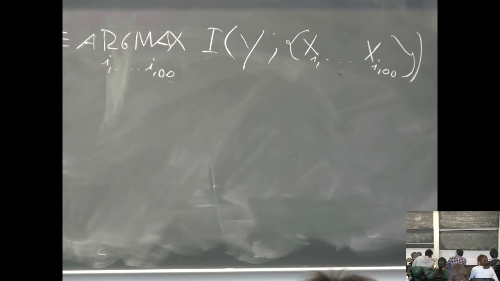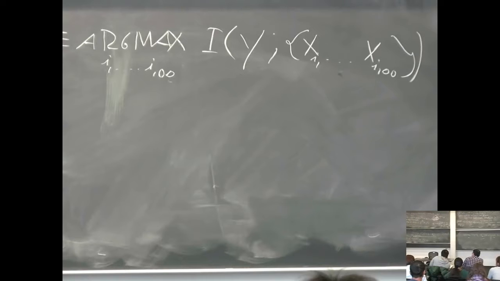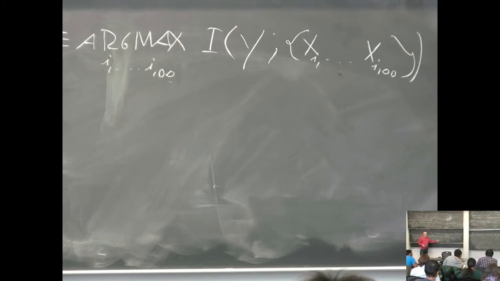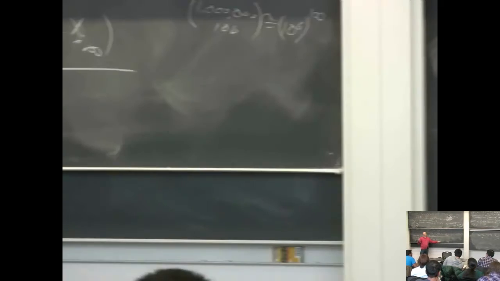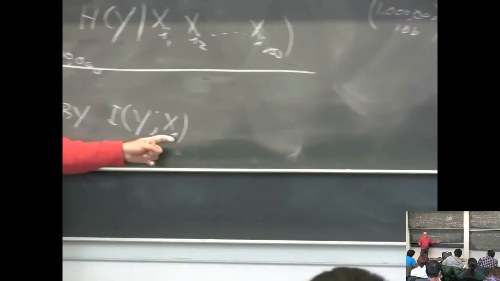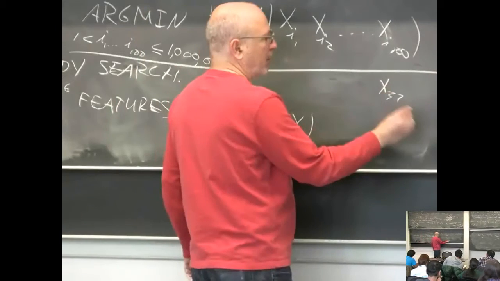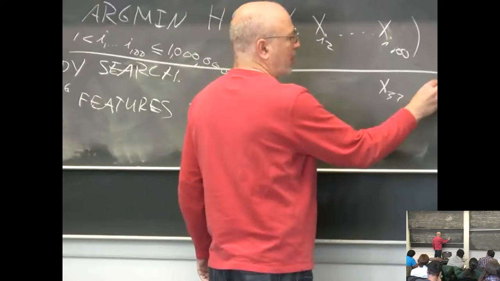So I'm going to go to my greedy process. I'm going to start by calculating the mutual information between y and any one of the features individually. There are only 1,000,000 of those, so I only need to do 1,000,000 calculations, not exponentially many calculations. And then I choose the winner. Let's say the best one is x37, first place.